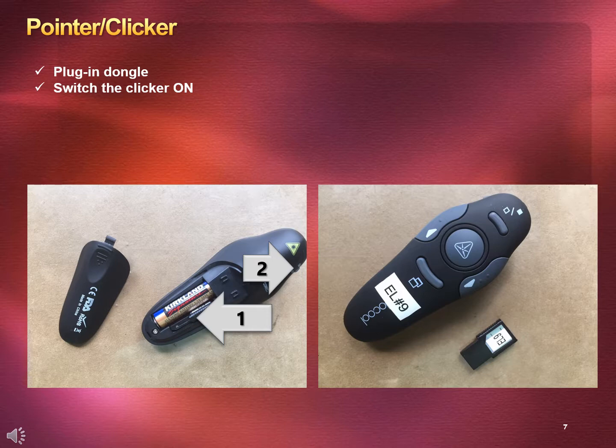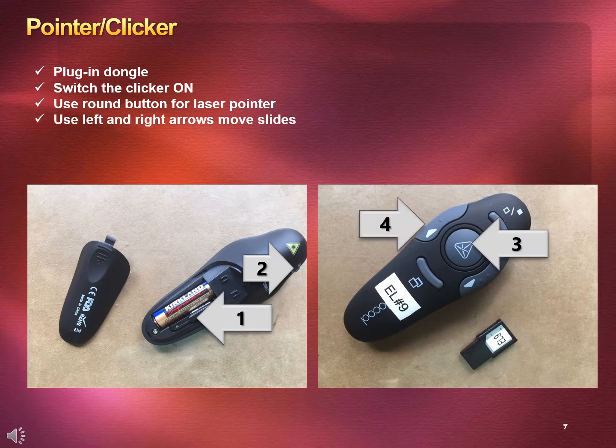Switch the clicker's on-off button to on, arrow 2. Control for laser pointer is the large button, arrow 3, and controls for moving slides in a PowerPoint slideshow backward and forward are left and right arrow buttons respectively, arrow 4.